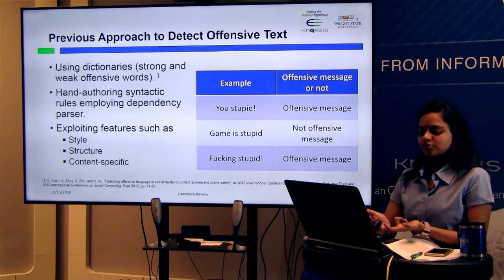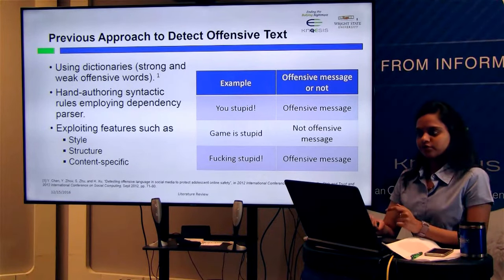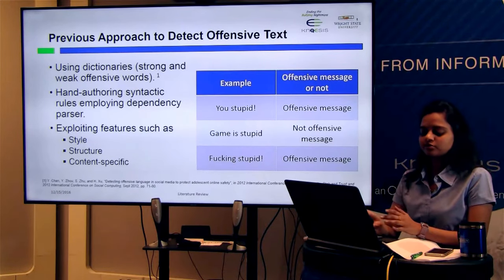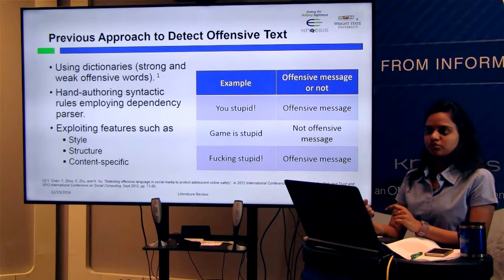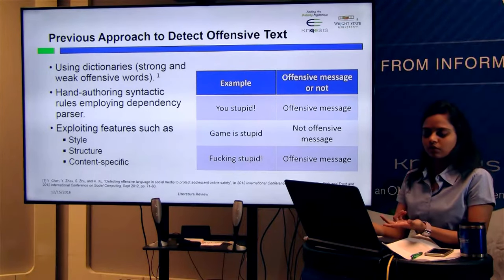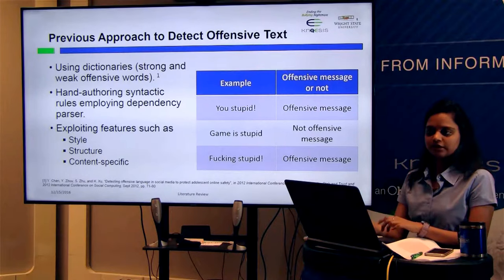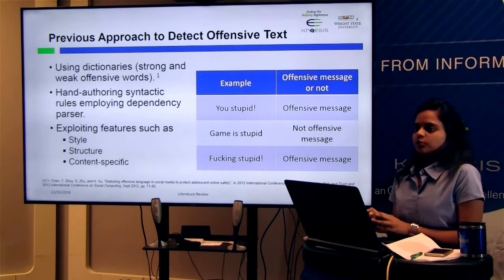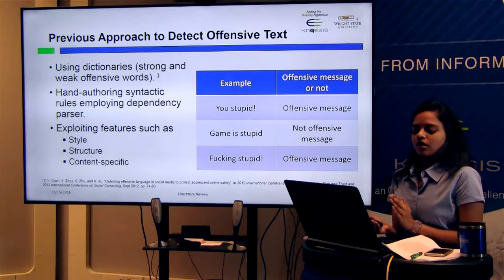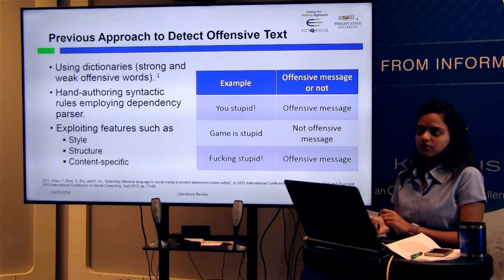So, along with these offensive message values, they also consider style features, structure, and content-specific features to find if a user is offensive. By style features, I mean the usage of punctuation, the usage of uppercase letters, etc. And structure features involve whether the user is using imperative sentences or any other sentence, if the sentence is short or long. And content-specific features include cyberbullying keywords related to race, religion, intelligence, disability, and so on. So this approach is using features to find offensive messages and also offensive users. However, this does not focus on finding offensive videos.